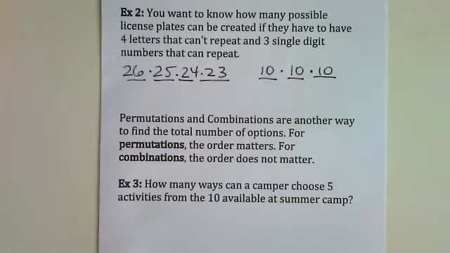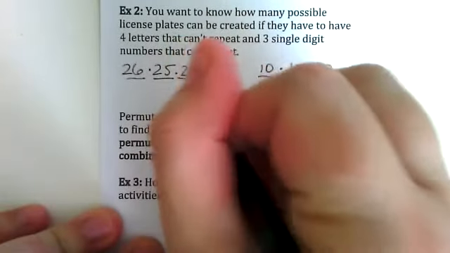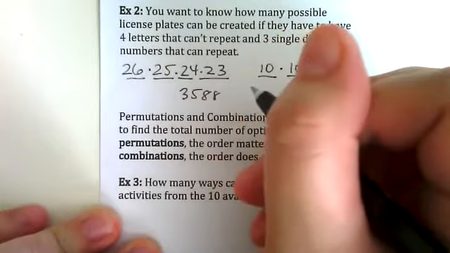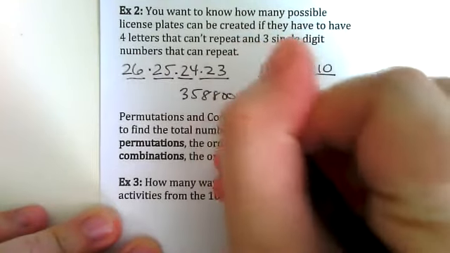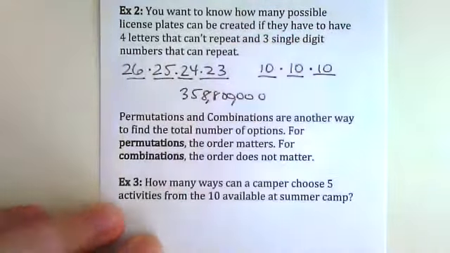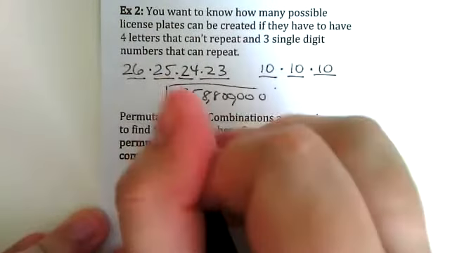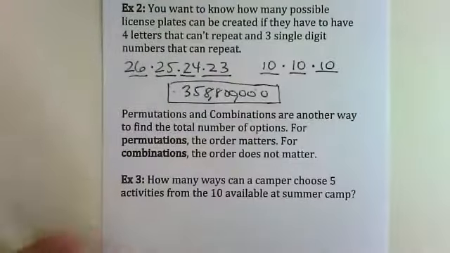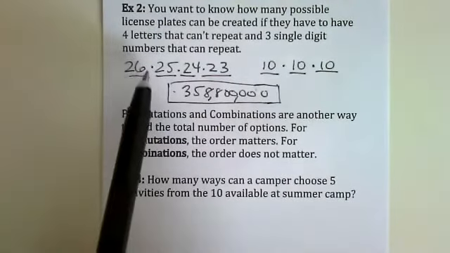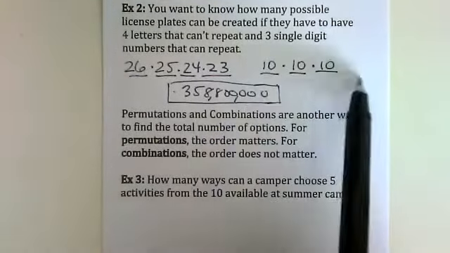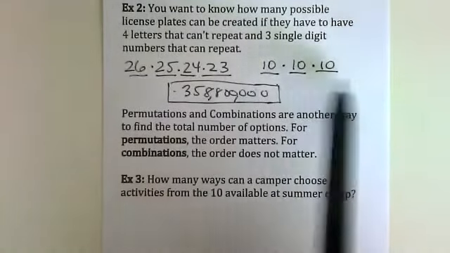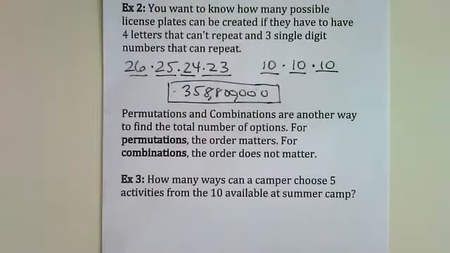It's going to be a really big number. So I'm just multiplying all of them together, and I get a real big number, 3, 5, 8, 8, and then 1, 2, 3, 4, 5 zeros. So we've got 358,800,000. So a whole bunch of different license plates there. Okay. So again, just find out how many spaces do I need. I need 4 letters, 3 numbers, and then just multiply them all together and figure out if you can repeat, then it's the same number each time. If you can't repeat, you got to go down by 1 each time.